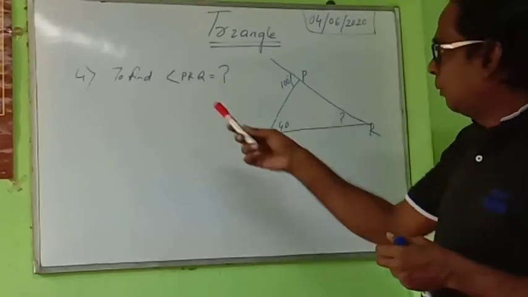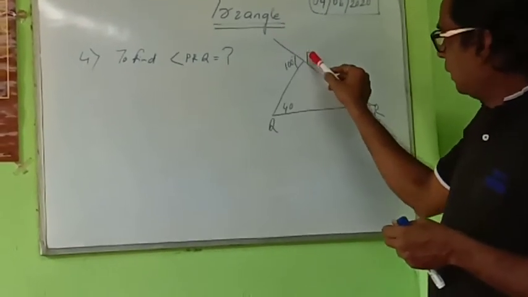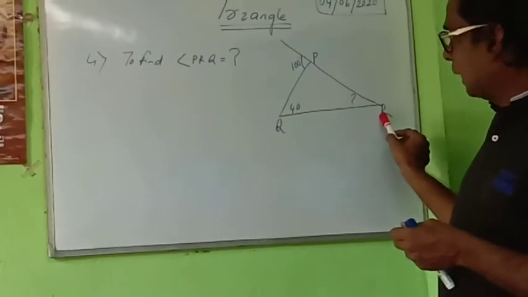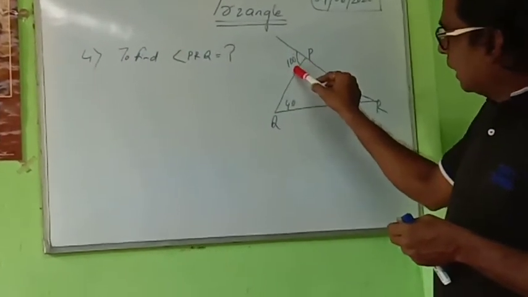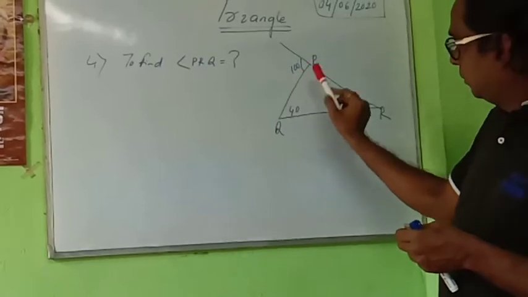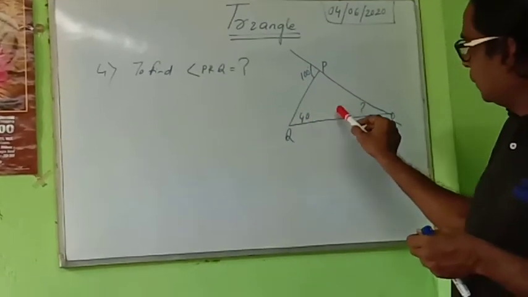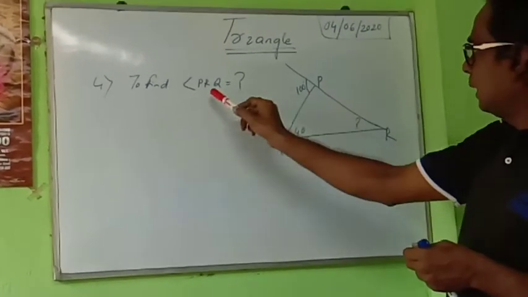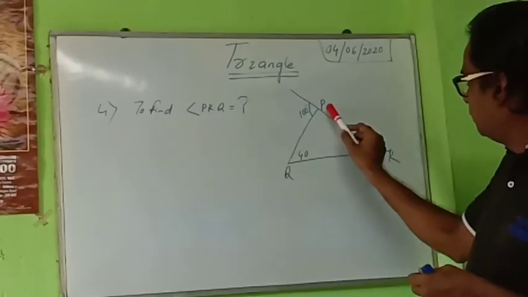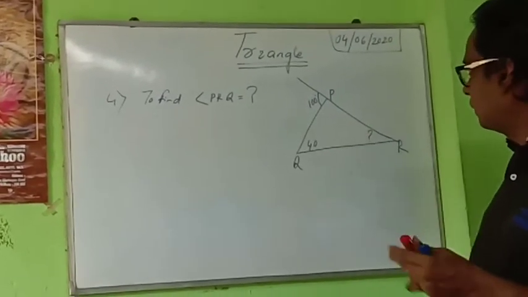See the question number 4. One triangle figure given PQR. It is a triangle. This exterior angle of the triangle given 100 degree. Inside angle given 40 degree. This question angle you have to find out. To find angle PRQ. This angle you have to find out. This is the question mark.